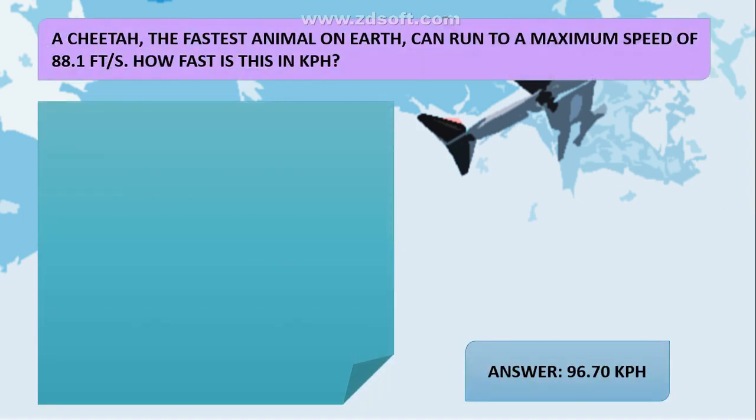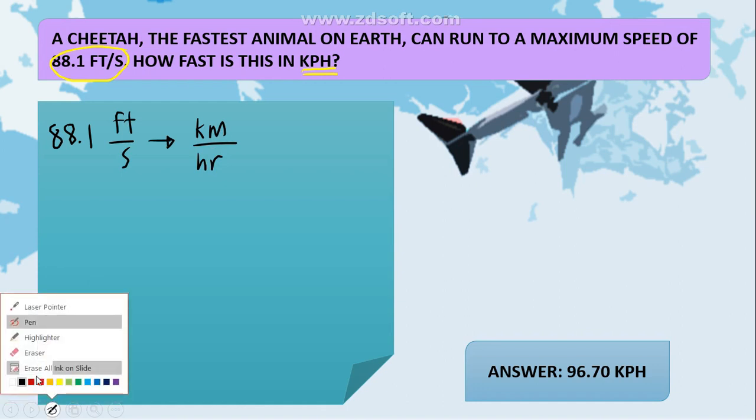Next, a cheetah, the fastest animal on Earth, can run to a maximum speed of 88.1 feet per second. How fast is this in kilometers per hour? So we're given 88.1 feet per second and our goal unit is kilometer per hour. So ito, dalawa na yung convert nating units because we have two units in one value. So we have 88.1 feet per second and then we need to convert this to kilometer per hour. So, dalawa yung co-convert natin.